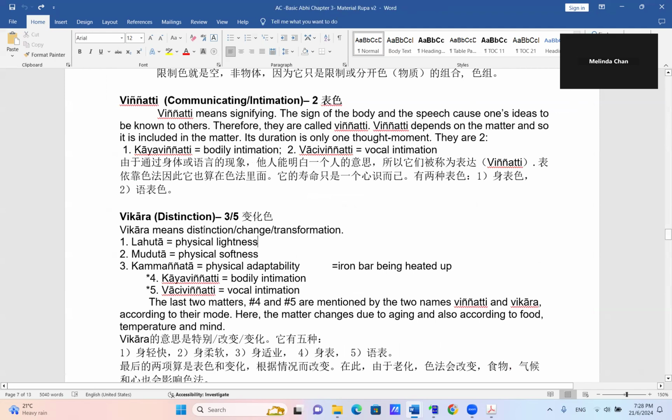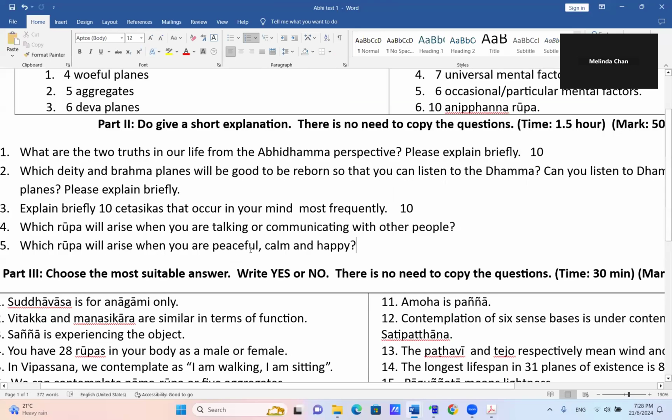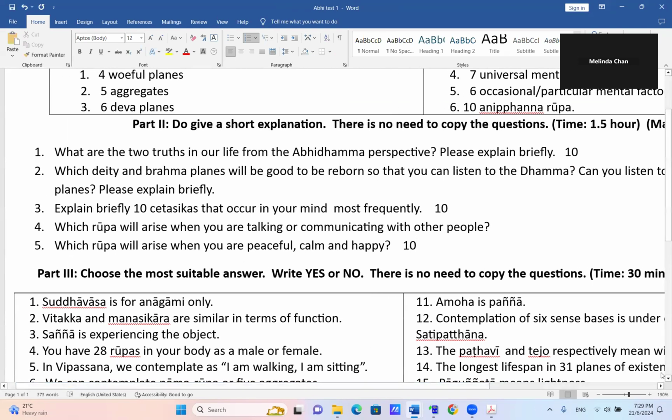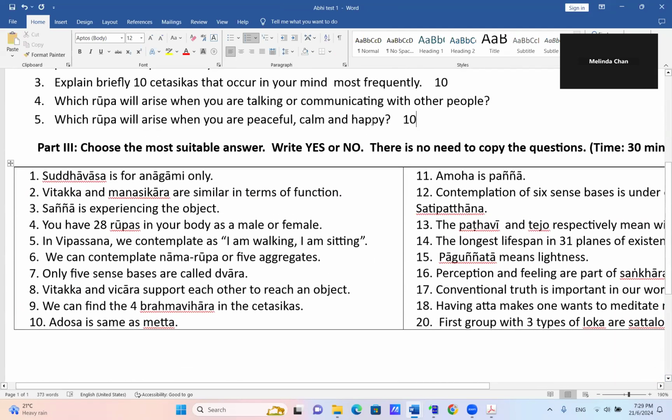They are not mentioned here, but you can give a little bit of example, like you feel light, the body is soft, and then the adaptability. Because it's 10 marks here, of course, you need to give me some of your own understanding about rupa. Not just Lahuta, Muduta, Kammannata. Just these 3 words is not enough. Because it's 10 marks, you need to write some more. Others like Mahabhuta or whatever, if you write, it's okay, but it's not important.